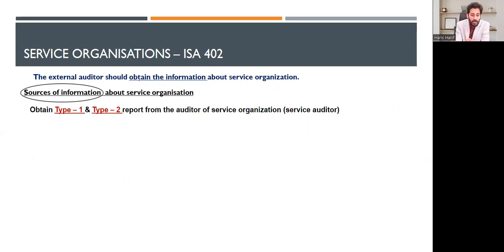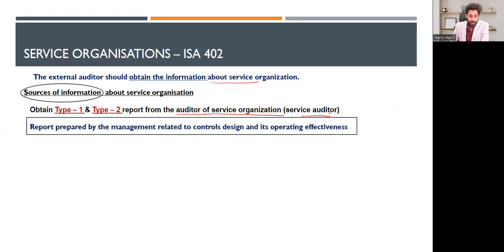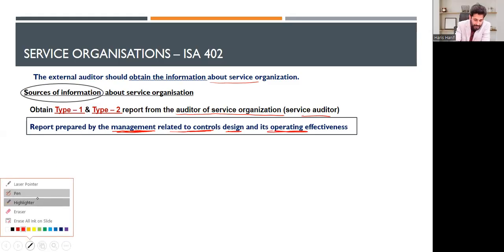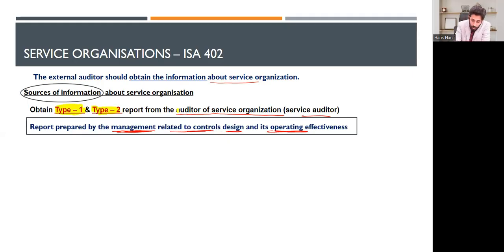Now, the external auditor should obtain information about the service organization: obtain type 1 and type 2 reports from the auditor of the service organization, the service auditor. Now, what is a type 1 and type 2 report? Remember, this is the report prepared by the management related to controls, design, and its operating effectiveness. This type 1 and type 2 report is from the auditor of the service organization. That is called the service auditor. The auditor of the service organization is called the service auditor. So you will be obtaining two types of reports from the auditor of the service organization.